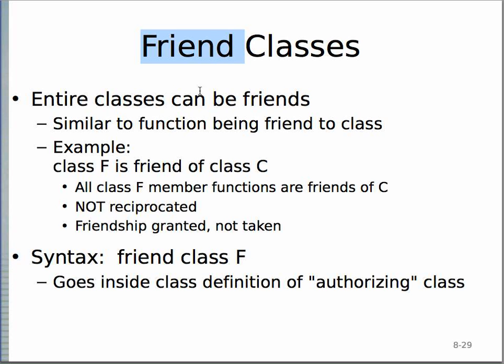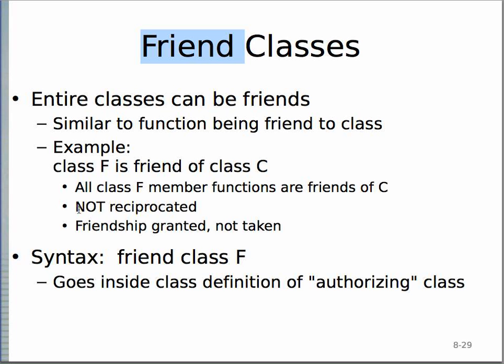And, okay, so you can have entire classes be friends, similar to a function being a friend to a class. So let's say class F is a friend of class C, then all member functions of class F are friends of class C. So this is like saying, instead of listing all the different functions that could be a friend of a class C, you can set up basically all the member functions of a class.